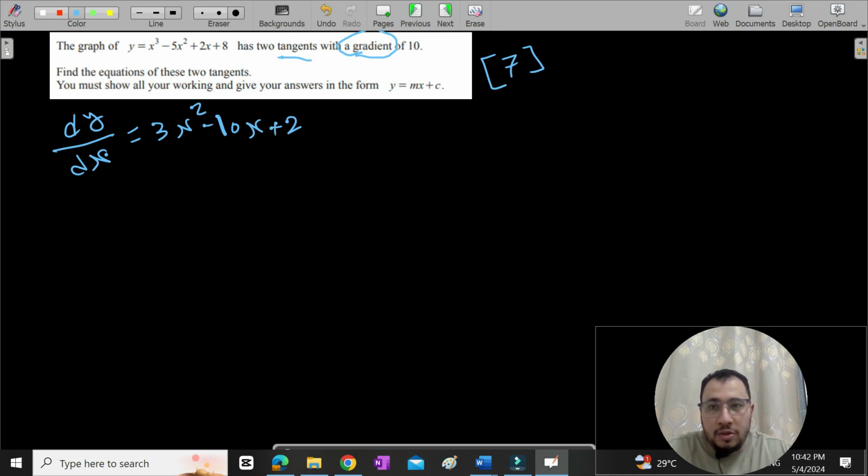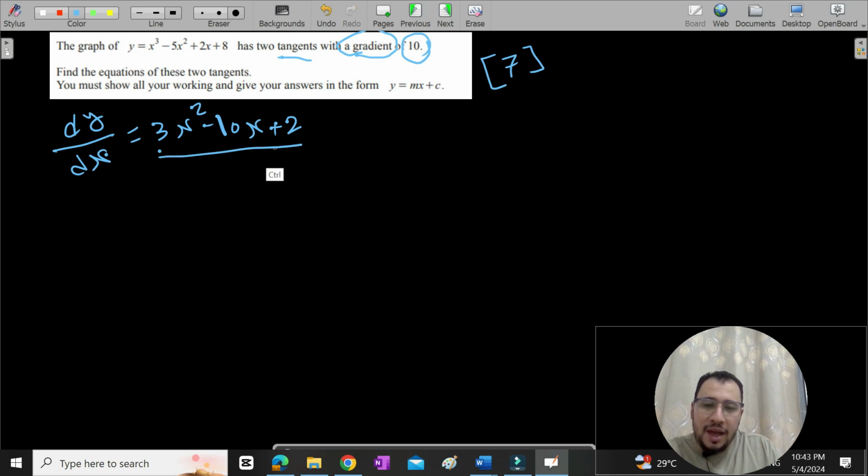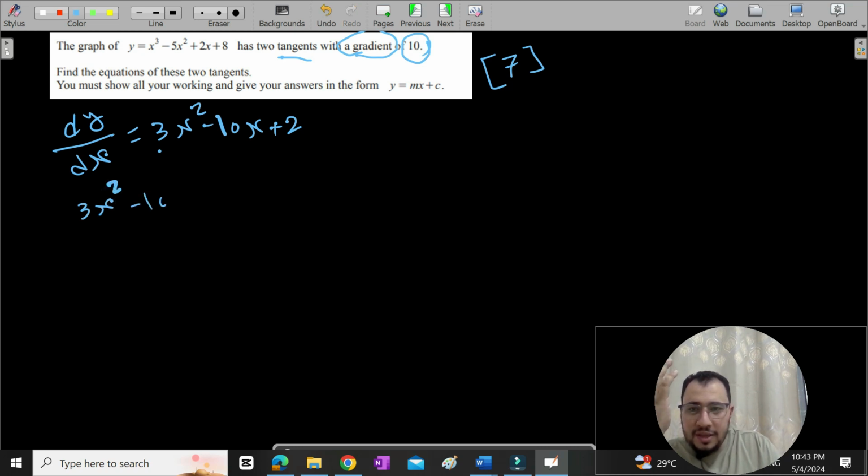What is the question here? He is telling me that the gradient is 10, which means this gradient, which is the first derivative, equals 10. And he is asking me to get the equations. Fine. So I will take my first derivative and make it equal to 10: 3x squared minus 10x plus 2 equals 10. And now our job is to get the value of x and solve this equation.